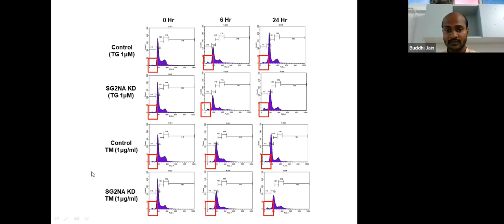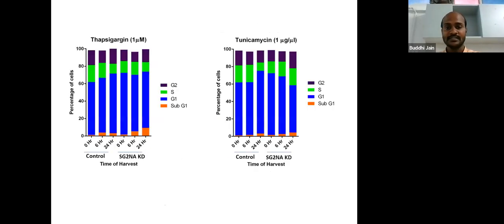So I'm coming to the next slide, which is the summary of these results. This is the bar diagram showing how many percentage of cells are in different phases, like control cells at the 0 hour, 6 hour, and 24 hour. This orange color is the sub-G1 phase. This sub-G1 phase corresponds to the pro-apoptotic cells, and the blue is the G1 phase, these are the S phase, and these are the G2 phase.